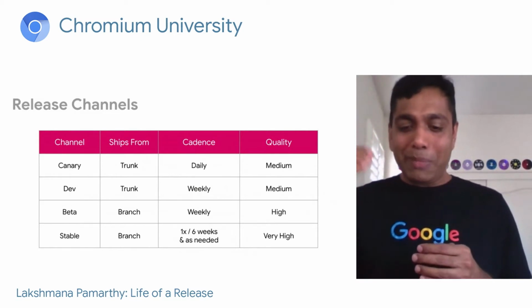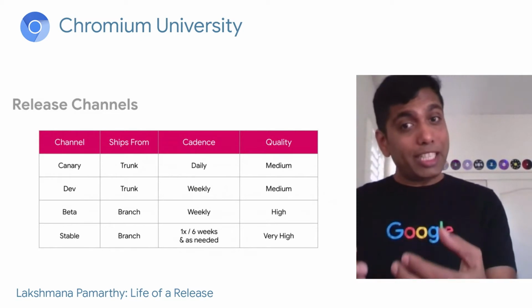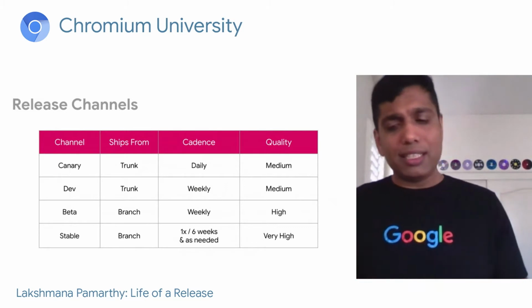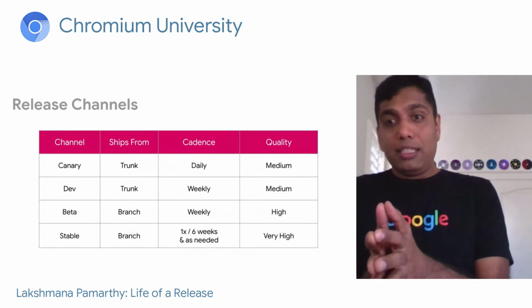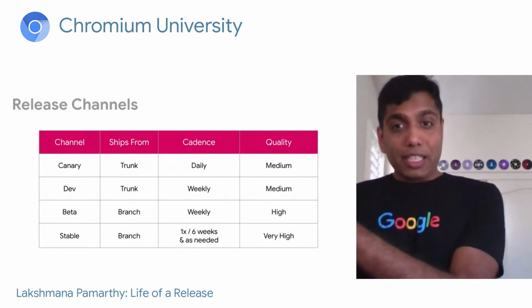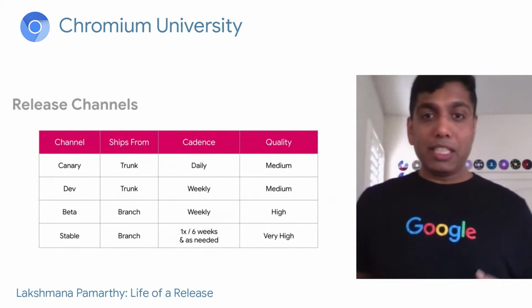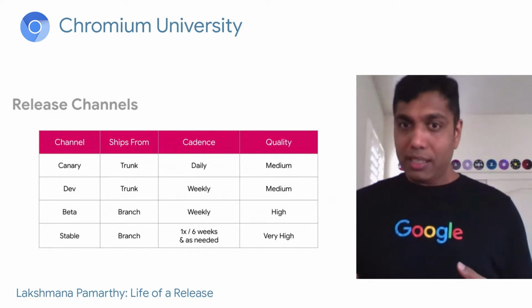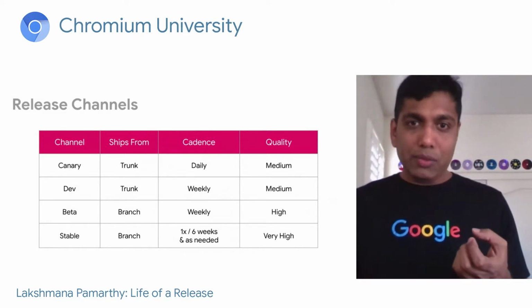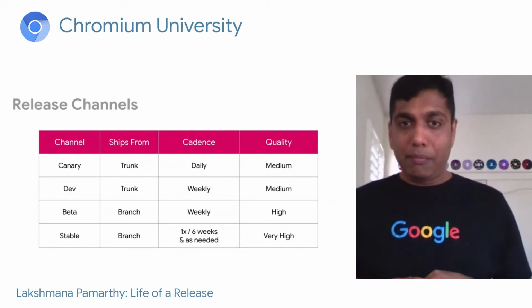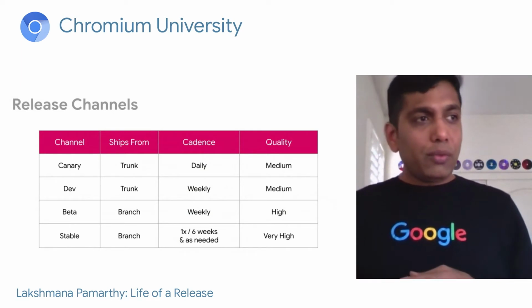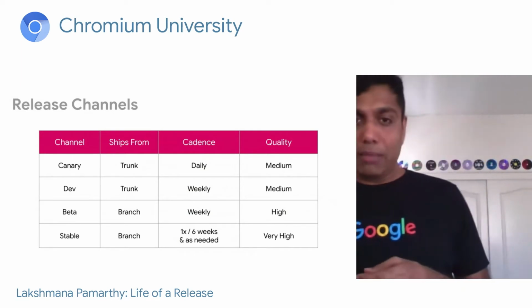So when you go to the beta channel, when we start to do the beta promotion, beta in motion, as I was telling earlier, the channel gets more disciplined and the quality immediately goes up to high. So you can expect the beta releases to happen every week. They're pulled from that new branch we pulled out from the master, and the quality of those beta releases is pretty high. The next one is the stable.